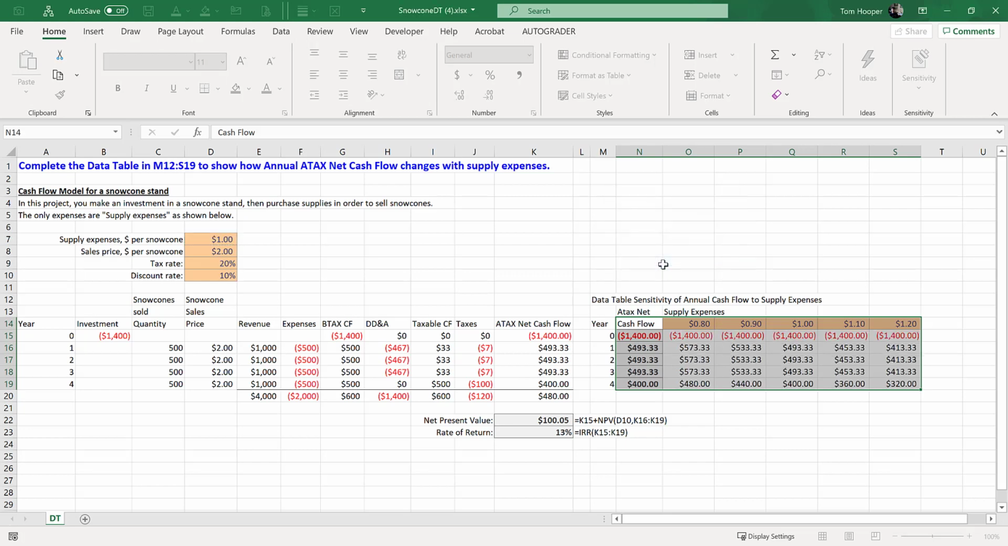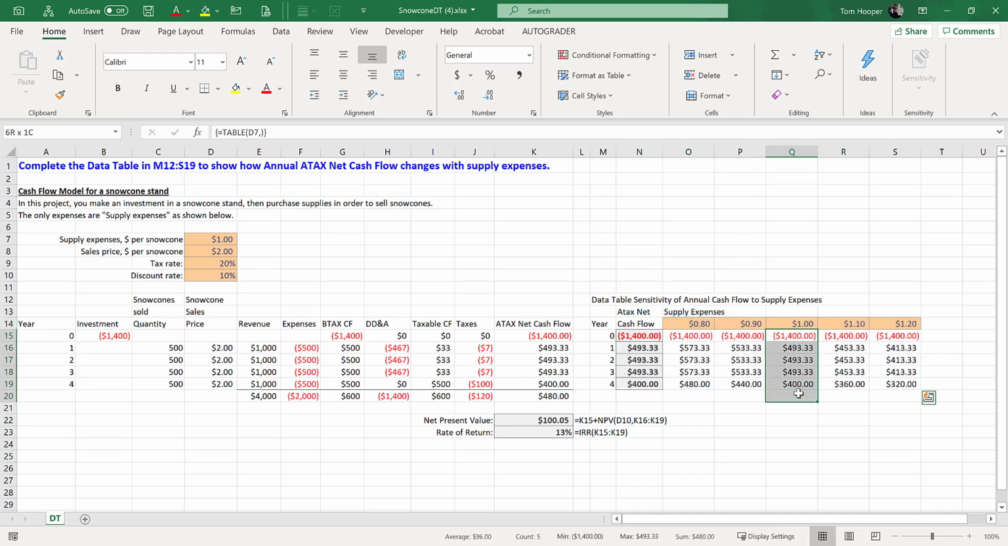And so when I say OK, I see, well, this is my base case for what ATAX net cash flow could be. But if my supply expenses are lower, then my annual ATAX cash flow is a little bit higher. Instead of 493, it's running about 573. Or if the supply expenses are higher, then my cash flow is lower. It goes from 493 down to 413 and so forth. And so we'd save that and upload that for that question.